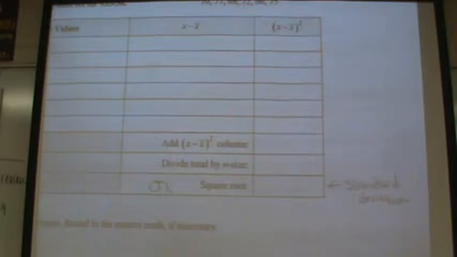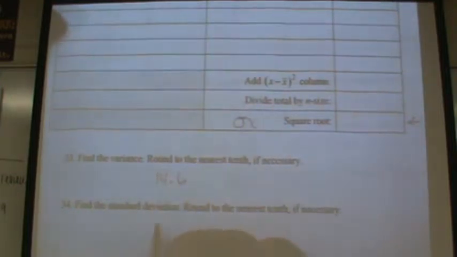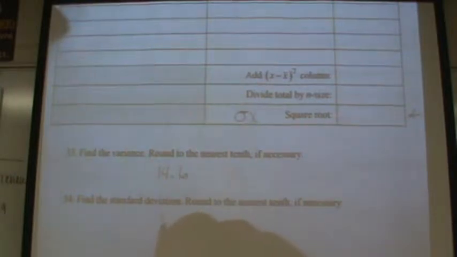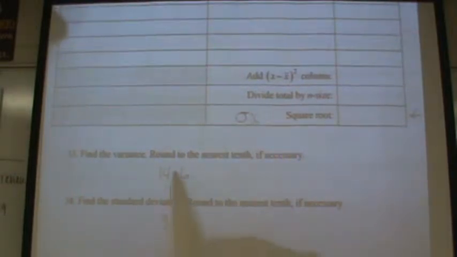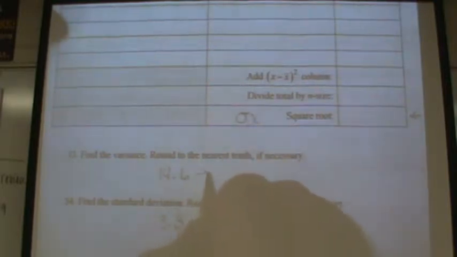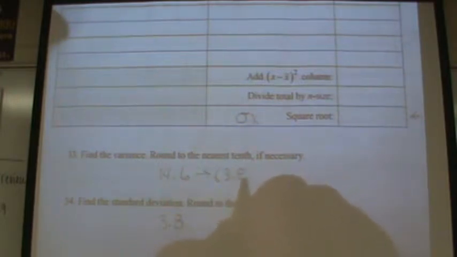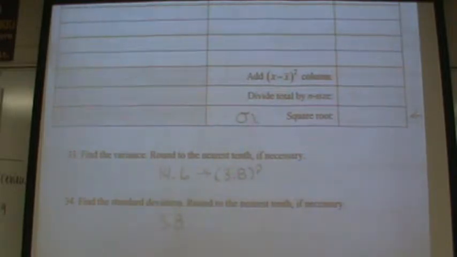So in this case, either way you choose to do it, you should get a variance of 14.6 and a standard deviation of 3.8. Now remember, this variance is this value squared. So this is 3.8 squared. It's your standard deviation squared for your variance. So you can either do it on the calculator or do it by hand. If you want to save time, because there are 39 problems, I would do it on the calculator.